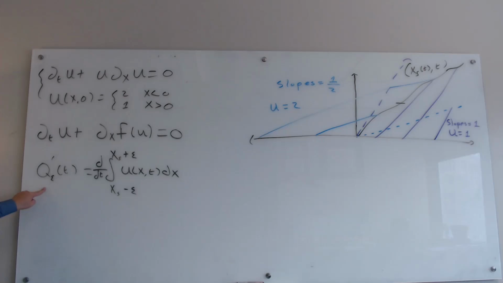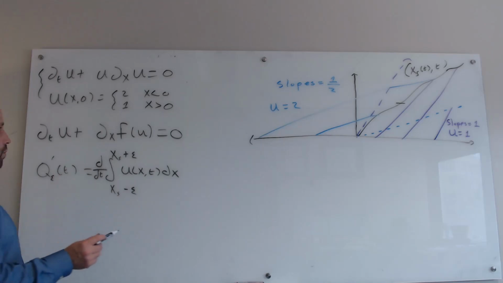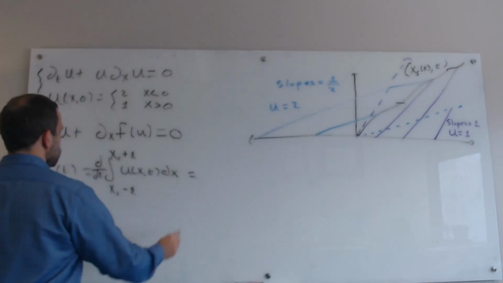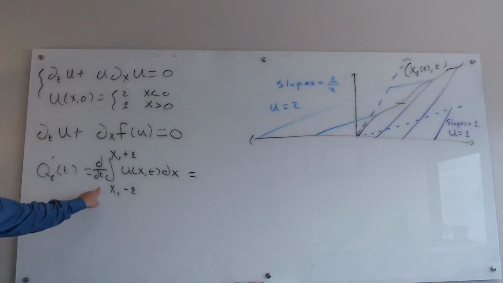And now this limit as epsilon goes to 0 should be equal to 0. We're saying that if the derivative of q is constant, then this quantity is conserved. Okay, so we're saying that this is equal to 0. Now what we want to do is put the derivative on the inside.